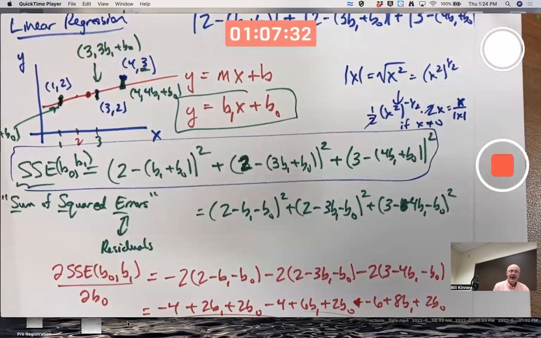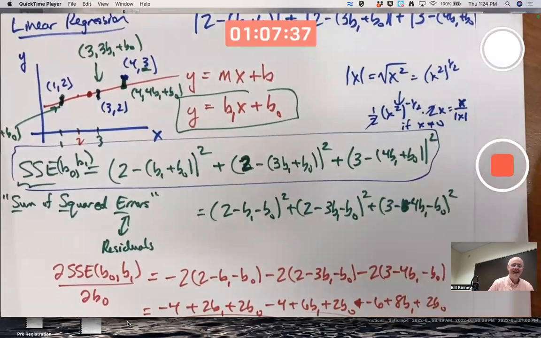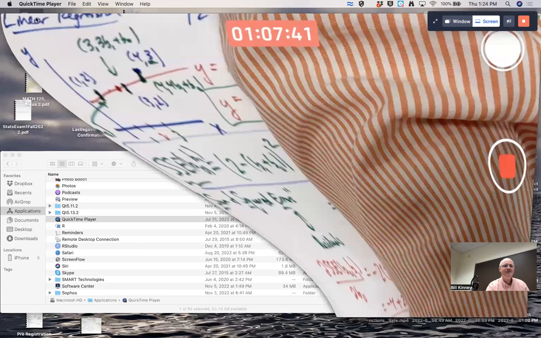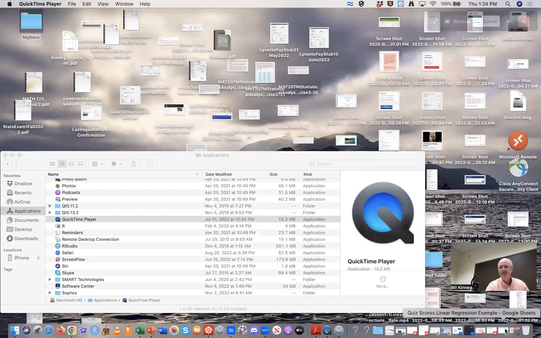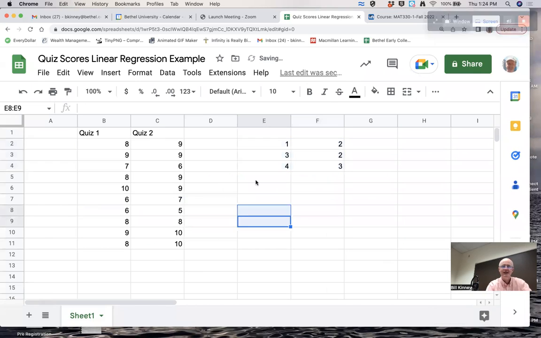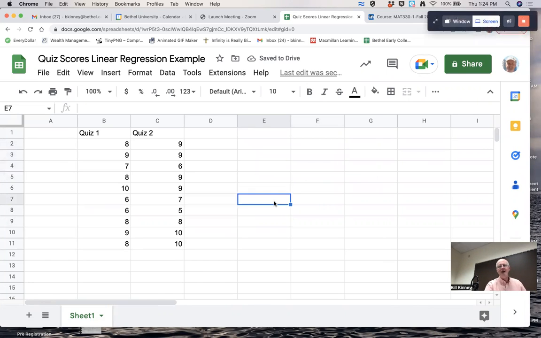Hang with me a little more. You have 6 minutes left. Going back to the spreadsheet here. Let's get rid of this. I was hoping I would have time to do a little bit of ideas from section 11.2. I think I will not in 6 minutes.